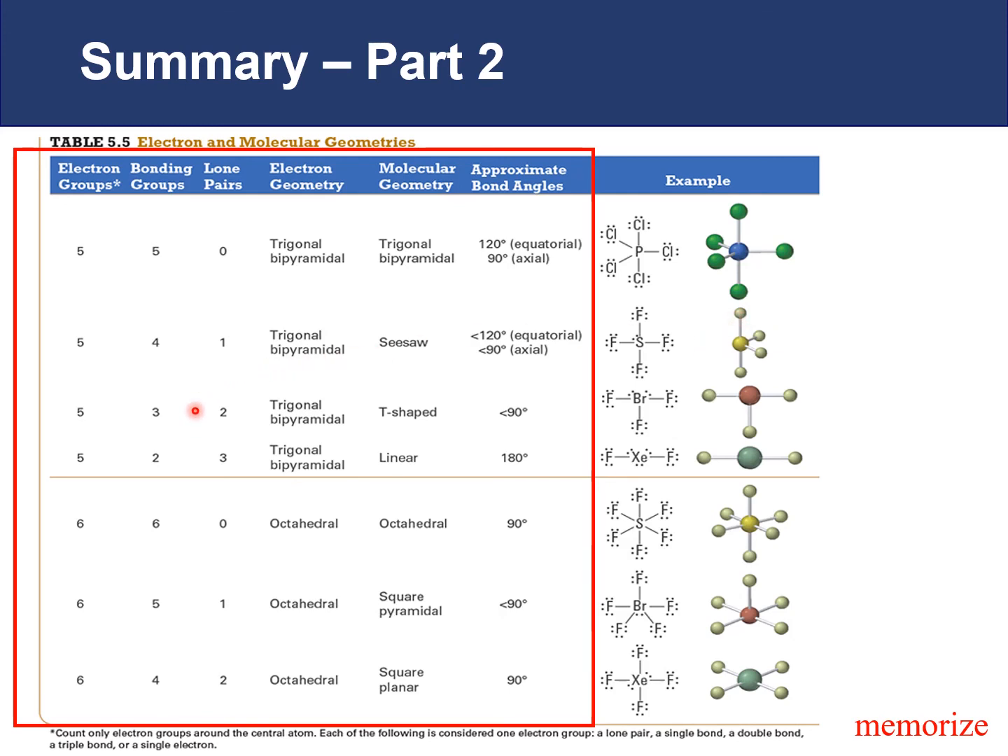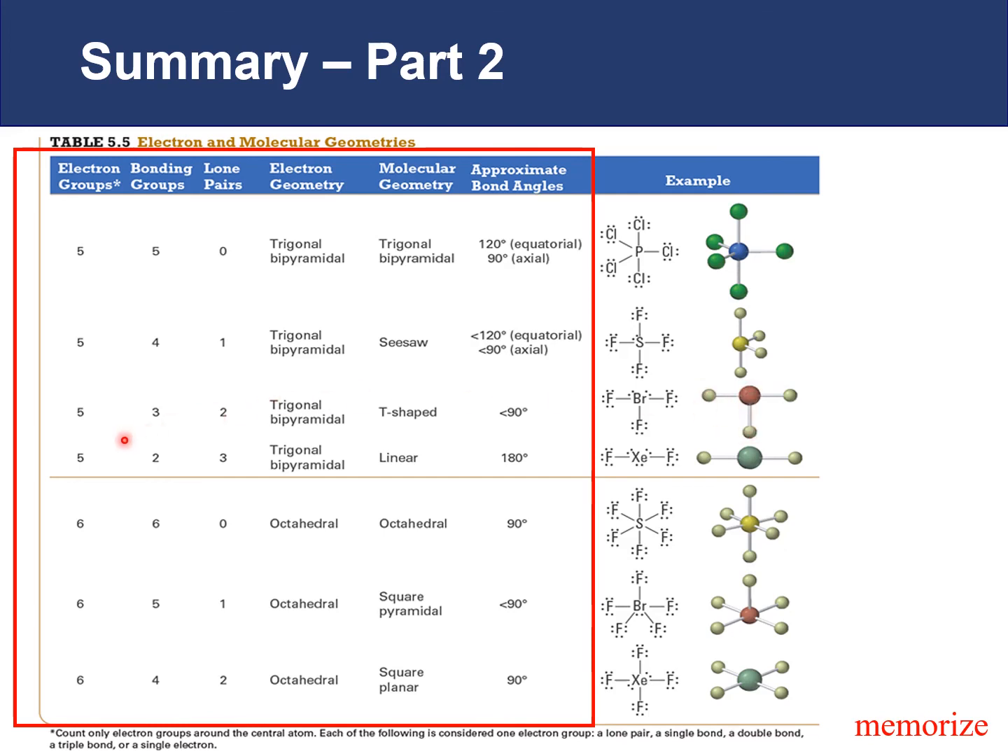Swapping an additional bonding pair for a lone pair, giving us 5 total electron groups, 3 bonding groups, and 2 lone pairs, we still have a trigonal bipyramidal electron geometry. The molecular geometry is now called T-shape, and the angles for all of our bonding groups are going to be less than 90 degrees. So it is called T-shape. These are your axial, and then this is your last equatorial.